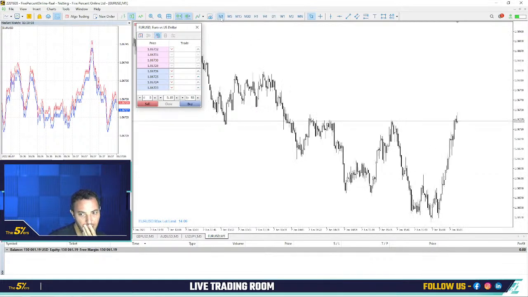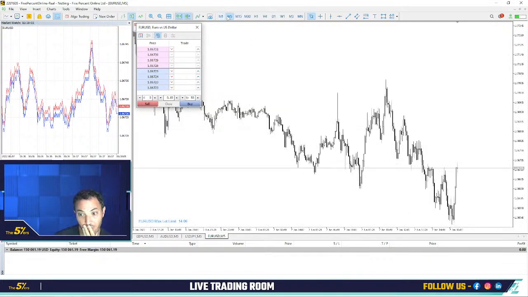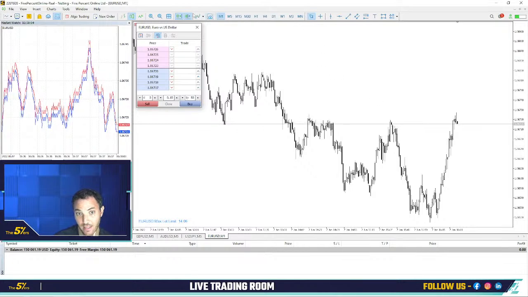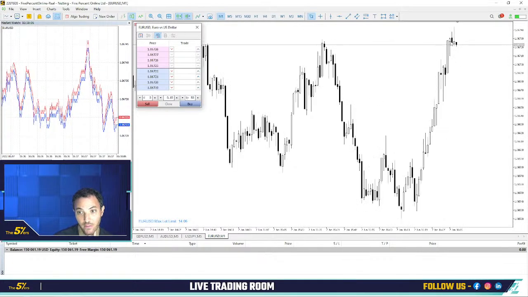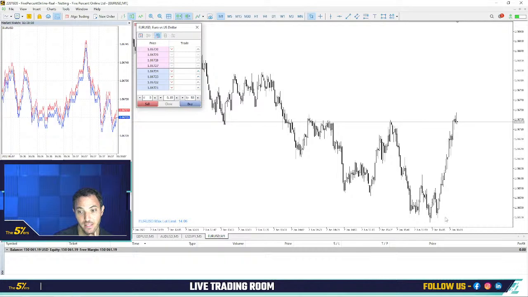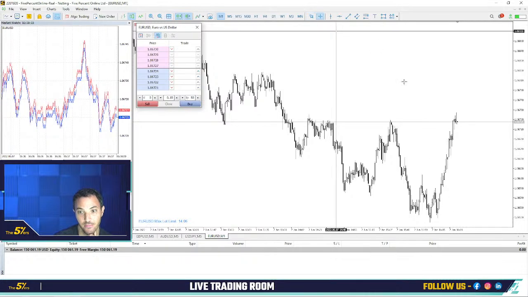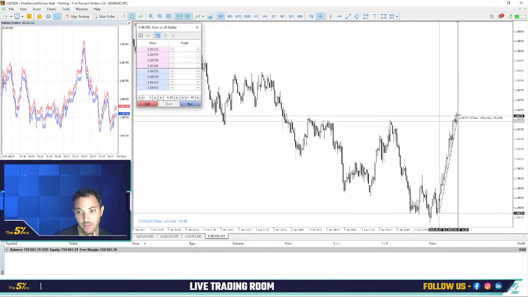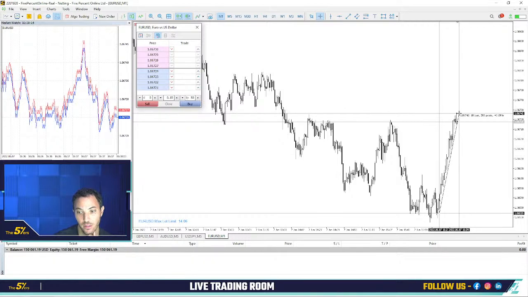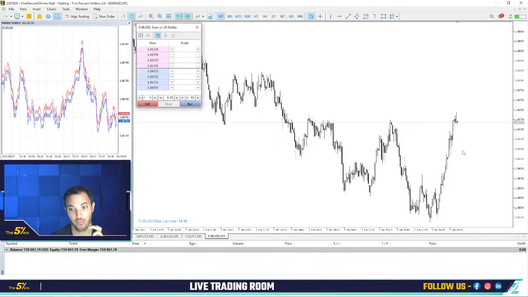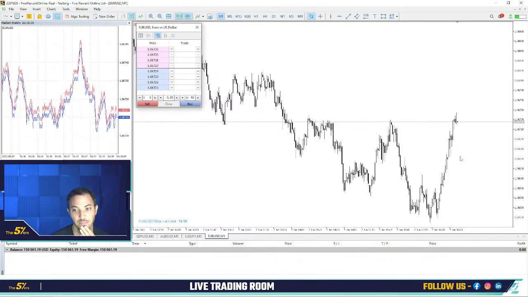So let's keep an eye here. Right now, this market is still overextended. Okay, this is an overextended market. We've run 20 pips, so it's almost three time cycles, price cycles, without any pullback.